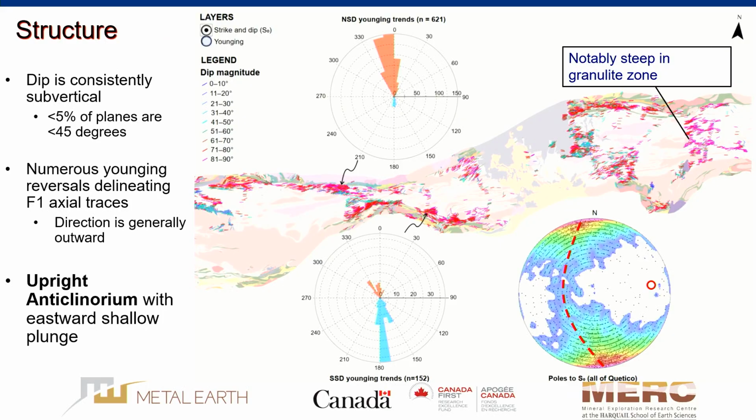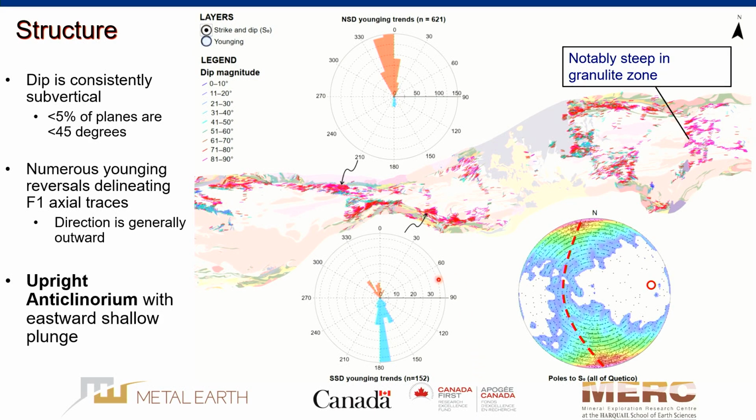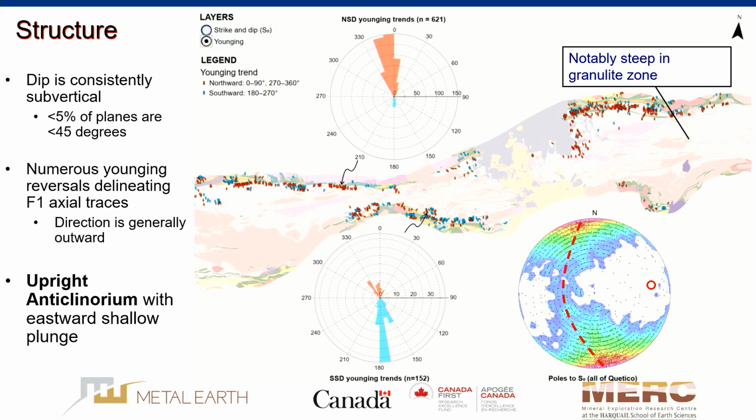So then I did a compilation of the structure. The key points here are that the dip is basically consistently subvertical. At the margins, it's subvertical. And then as you go through all the high-grade zones into the OPX zone, it's like 90 degrees dip. So you're not really getting the typical flattening within those high-grade zones that you see in basically modern metamorphic terrains. So that was a bit of a puzzler.